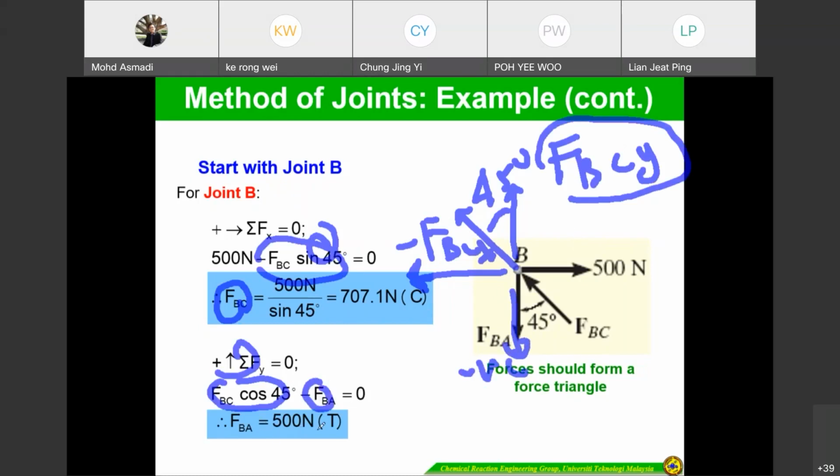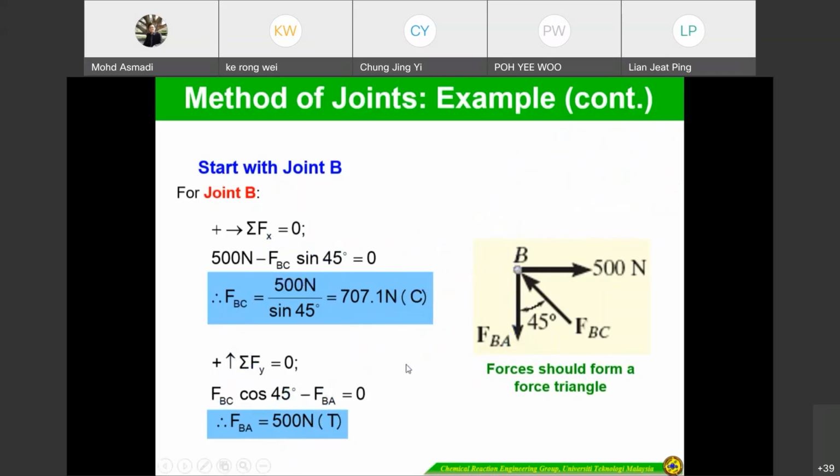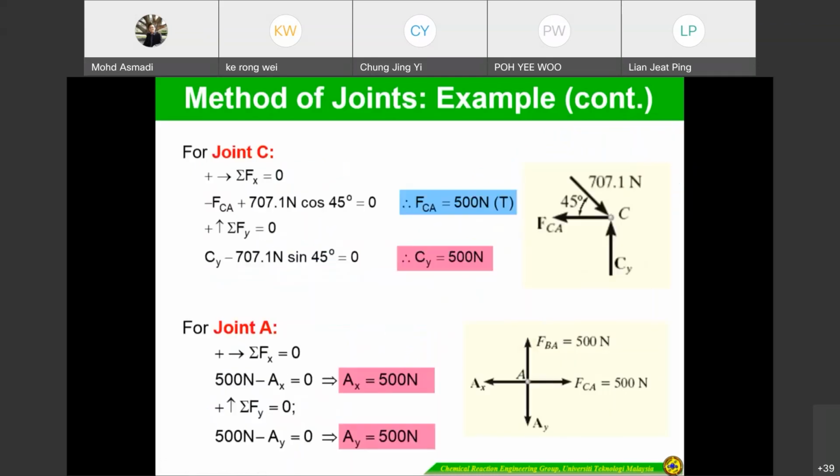So we can get 500 newtons. So tension or compression, meaning that this is the correct sense. So positive, and this one is positive also. 500 newtons. After you solve joint B, you can go on to this point C.